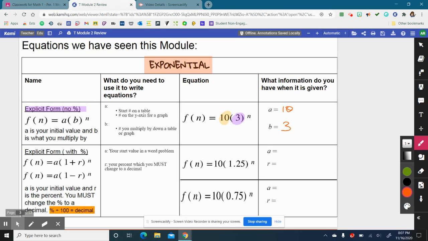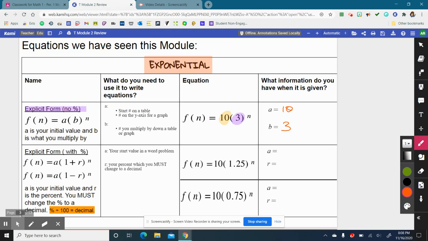Explicit form with percent, so the ones we've been struggling with, right? So we had 2 of them. We had f of n is equal to a times the quantity 1 plus r to the exponent n, and then we had f of n is equal to a times 1 minus r to the exponent n. Okay, now this is if we have an increasing percent, that's when we add our r. This is when we have a decreasing percent and we subtract our r. Now your a value is your start value in a word problem, because it's the only time we really saw percents was with word problems. Now r is your percent, which you must change to a decimal.